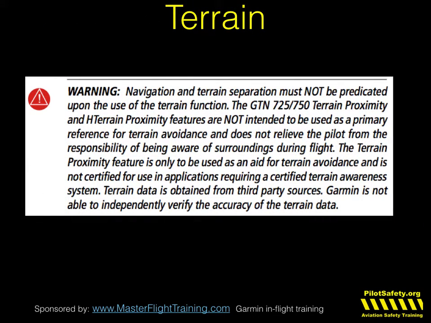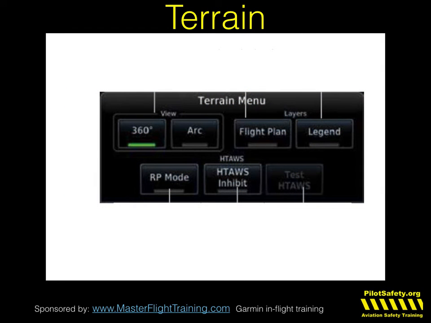So before I show you the terrain system, again, just like TAS, TIS, and ADS-B traffic are not certified for traffic avoidance, it's very important, and this is right out of the Garmin Owner's Manual, that the terrain proximity feature is only to be used as an aid for terrain avoidance. Many people are killed in the mountains every year because they don't take formal mountain training. Mountains will kill you every single time, and having a terrain system does not make you a mountain pilot. So I will show you some stuff about the terrain, but it's just like traffic. It tells you where to look outside the window. You shouldn't be relying on it.